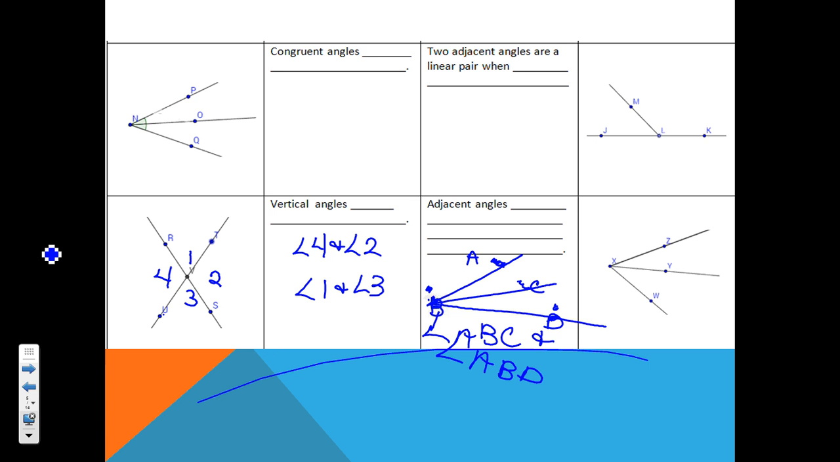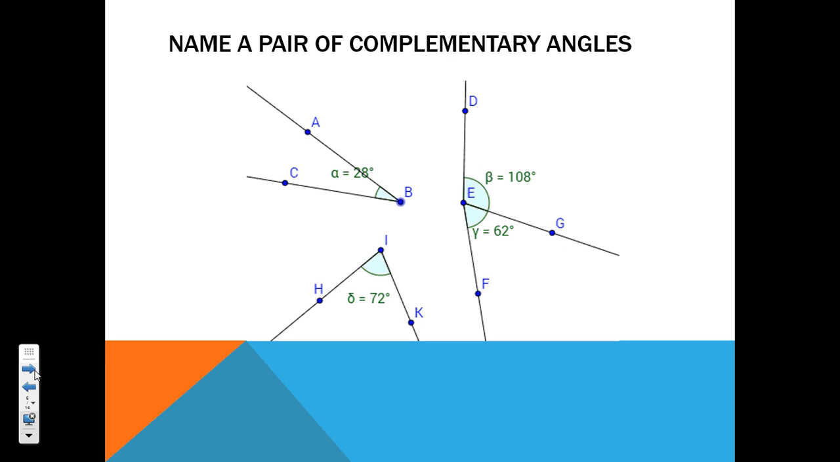Let's get through this, please. Okay, so I'd like you to name a pair of complementary angles. So remind me, what are complementary angles? Yes, Braxton. They add up to 90 degrees. Do you have a pair for me? Yes, sir. Braxton.